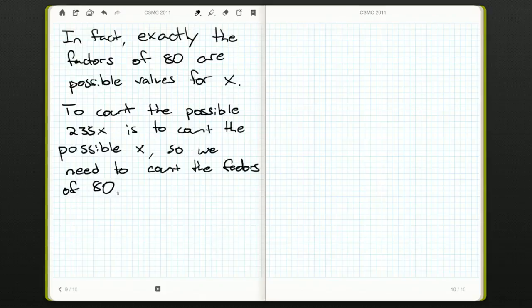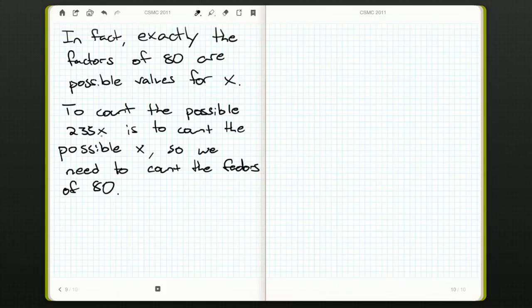The whole thing boils down to counting the factors of 80. The factors of 18,800 that we want are of the form 235x. Each of these is uniquely determined by the positive integer x. Well, exactly the factors of 80 are the only possible values that x can be. So we just need to count the factors of 80, and that will give us the possible values of x, which will then tell us how many possible 235x's we could have.